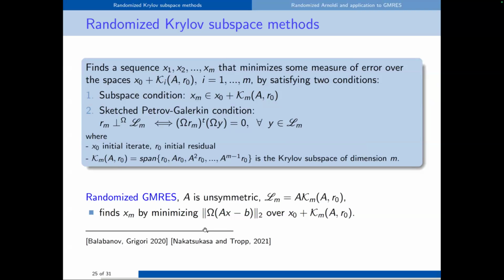And what does it mean? It means that when we do GMRES, in the orthogonalization process, we replace Gram-Schmidt or Householder QR with a randomized Gram-Schmidt or randomized Householder QR. And this will allow us to satisfy the sketched Petrov-Galerkin condition. Specifically in GMRES, now when we find a solution by minimizing the L2 norm of the residual, in the randomized version, we minimize the L2 norm of the sketch of the residual over the Krylov subspace.